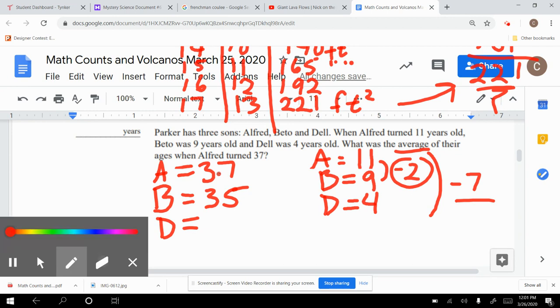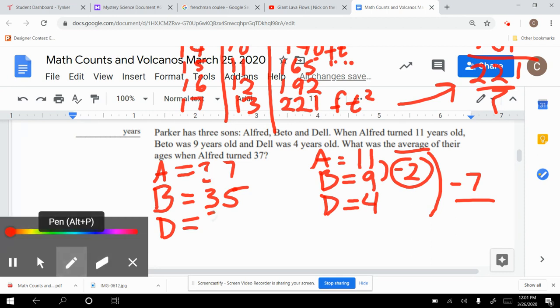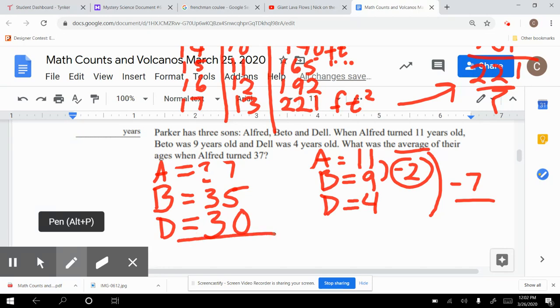All right, well, Del was quite a bit younger, and he's 7 years younger than Alfred. Oh, let's not make that a 3.7. Okay, so that would make Del 30 years old. When you add these three numbers together, it gives us 102. All right, so what you do now is divide by how many data points there are. In this case, there's 1, 2, 3 data points.